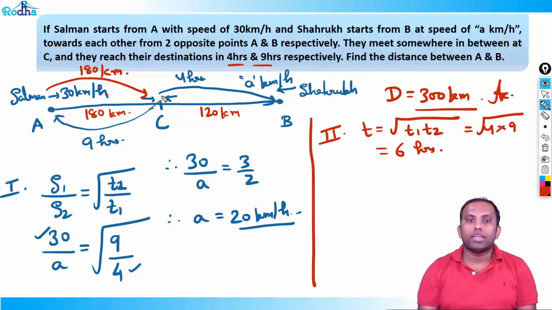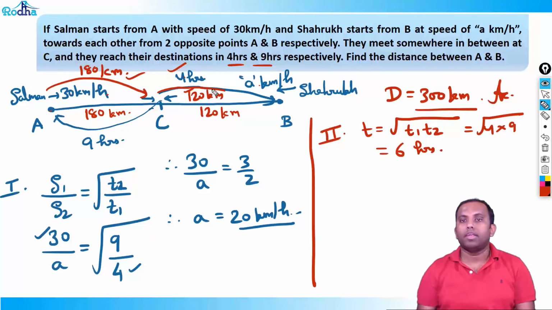now Salman has further taken 4 hours to reach from here to here. Shahrukh had taken 6 hours from here to here, at A kilometer per hour. But since I need to calculate distance, I can easily calculate it with Salman traveling at a speed of 30 kilometer per hour, and it took 4 hours further. So 30 into 4, what is the answer? 120 kilometer. So again, 180 plus 120 is 300, right? So same thing again. So both the funda you can use as per your convenience.